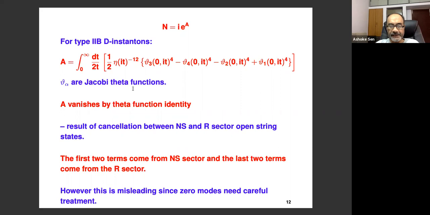So if we take this literally, then we'll conclude that N is 0. And we are back to the problem that we had started with, namely that it's g string to the 0, no g string dependence at all, and no momentum is conserved. But that's of course not true, because you have to treat the zero modes carefully. And that's what we will have to do now.